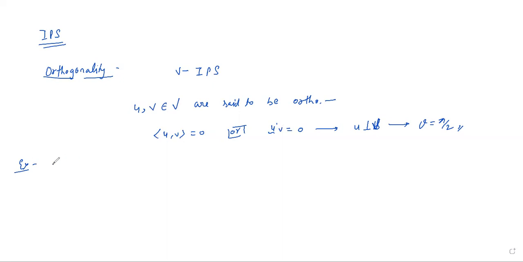I'm taking two functions here, which are sine t and cos t, and they are in the vector space of continuous functions from minus pi to pi. Now we want to know whether these functions are orthogonal or not. For that we have to find the inner product of these two functions, that is sine t comma cos t. If the inner product is equal to 0, then we will say that the functions are orthogonal, right? So let's check it.